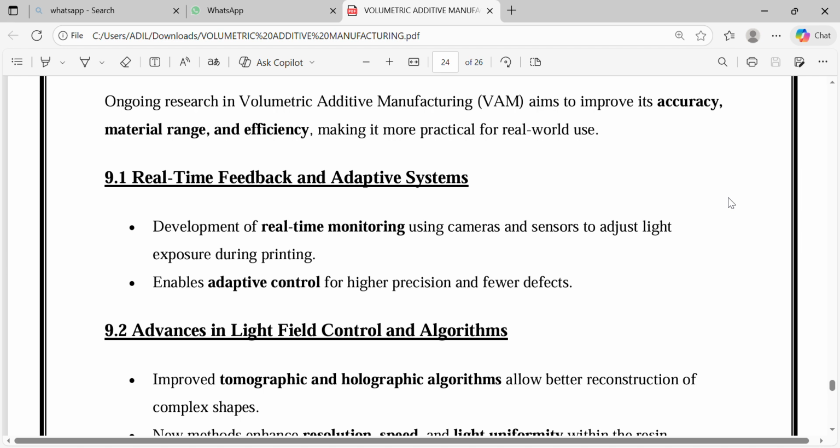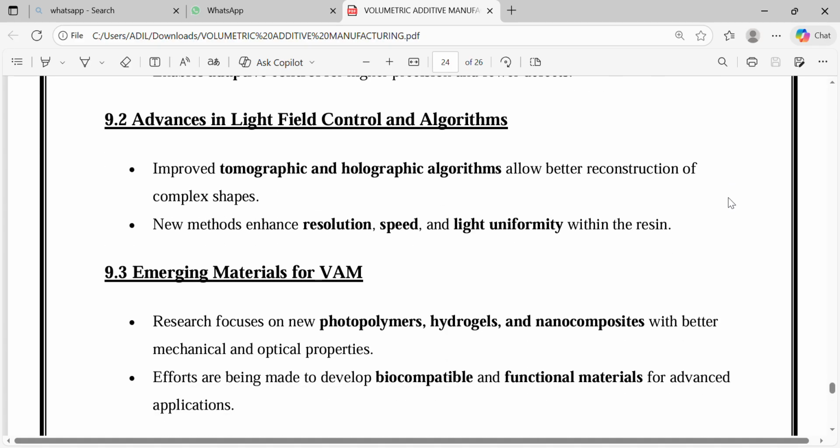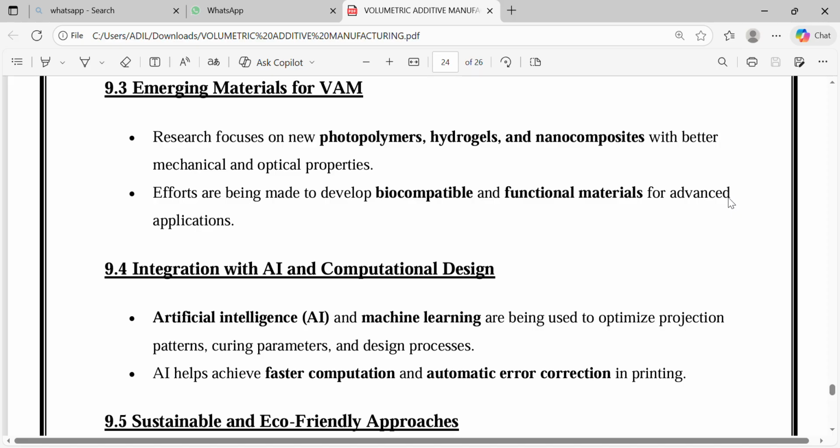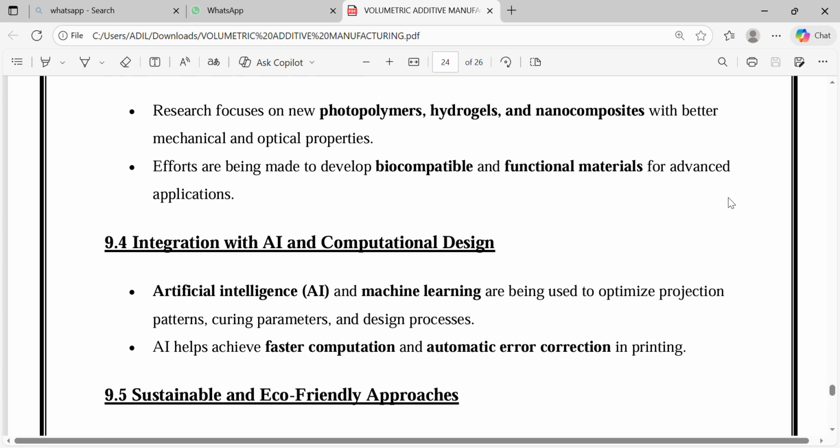Second future research prospect is the advances in light field control and algorithms. Improved tomographic or holographic algorithms allow better reconstruction of complex shapes. New methods enhance resolution, speed, and light uniformity within the resin. Third one is the emerging materials for VAM. Research focuses on new photopolymers, hydrogels, and nanocomposites to develop biocompatible and functional materials for advanced applications.